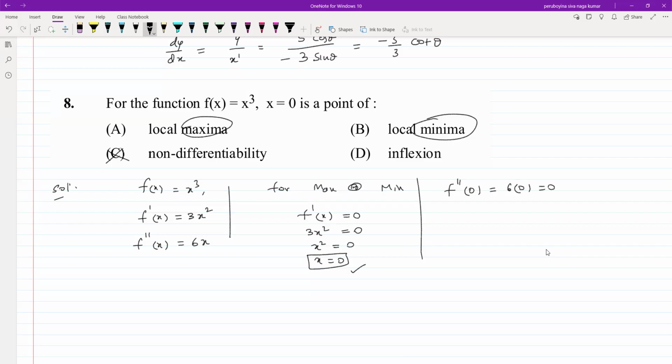Whenever, this is the concept: for maximum, second derivative will be negative. For minimum, second derivative will be positive. If double dash is 0, then it is called inflection. Okay? Understood? So the correct option is option D.